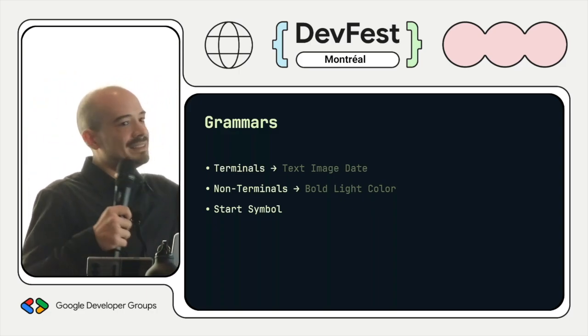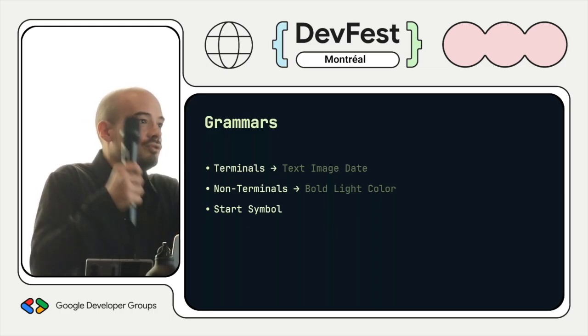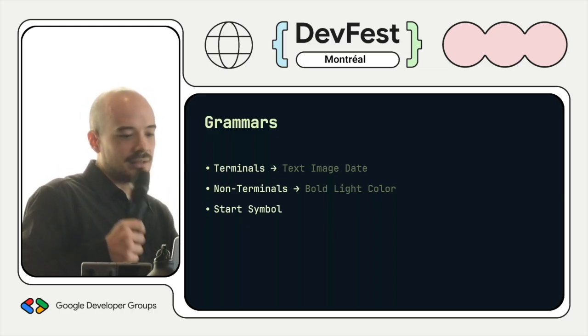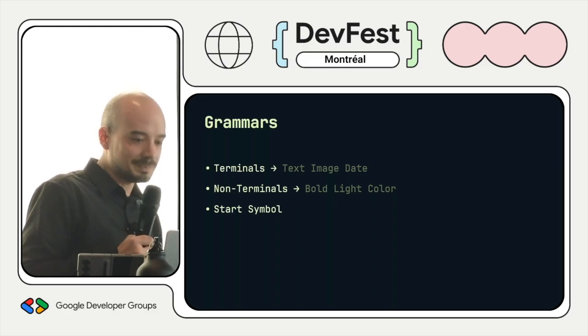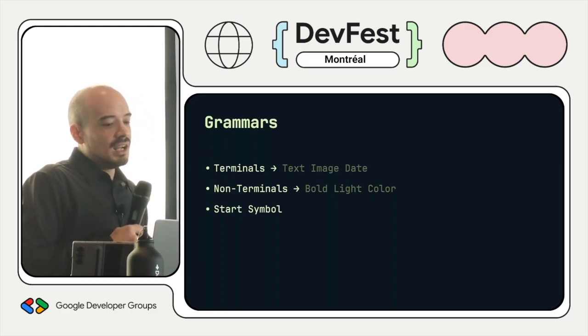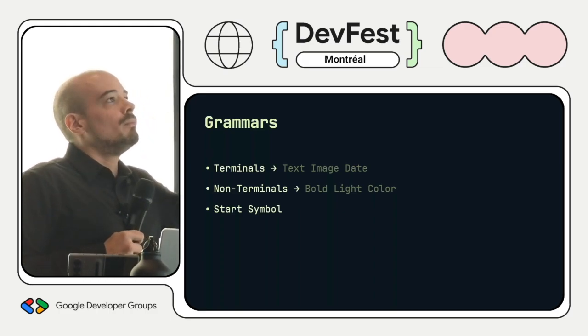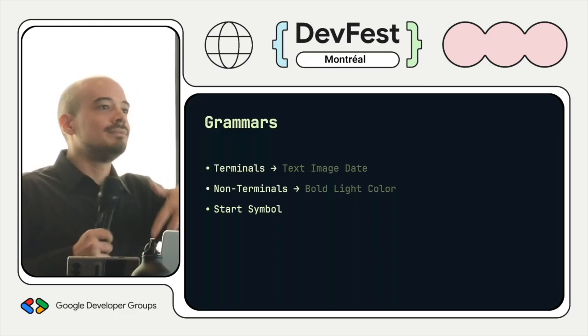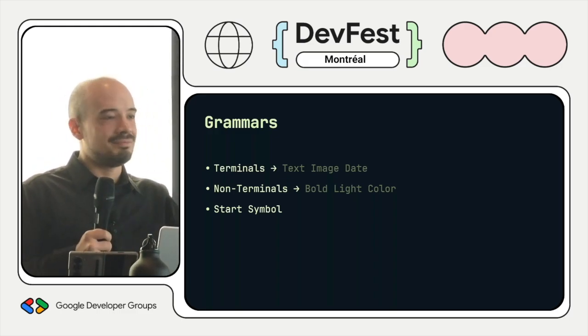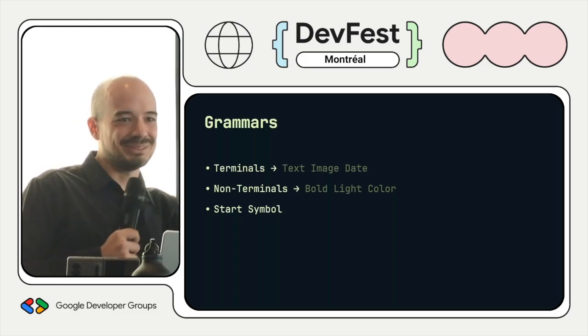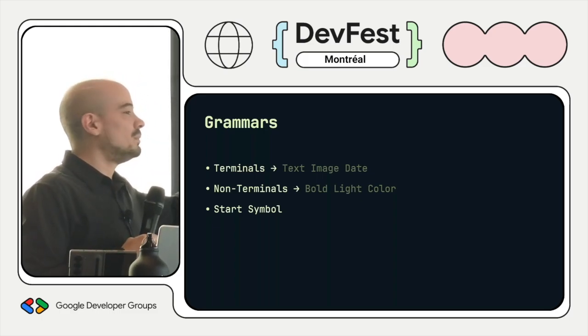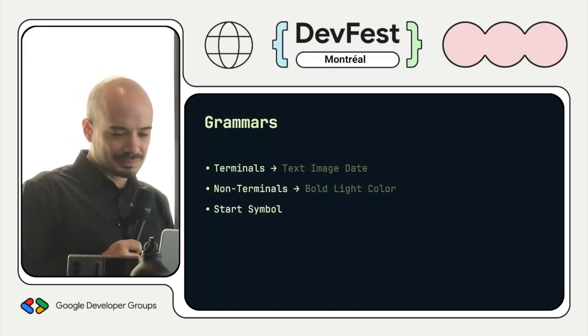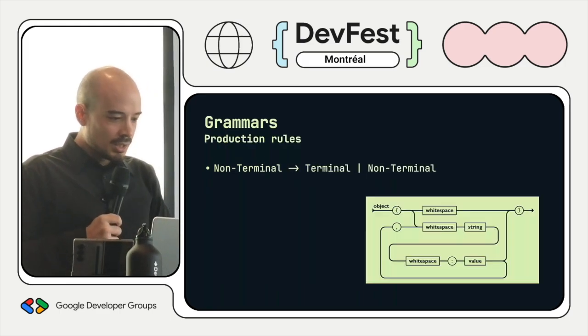One is terminal, which would be like the leaf of our tree. So it would be text, image, date. Like there's nothing after date. The date is just an object that is. So like the content, for example, is also terminal. Then we have non-terminals, which would be more like our styling nodes. So they would be bold, light, flashing, is it marquee where it goes around the screen, and then start symbol is just the beginning of our whole chain.